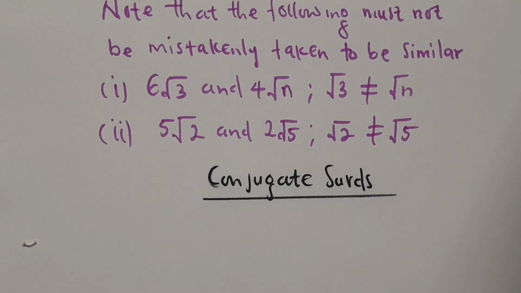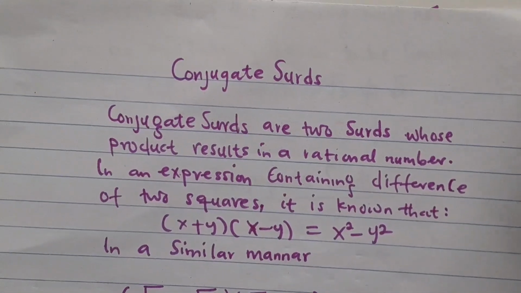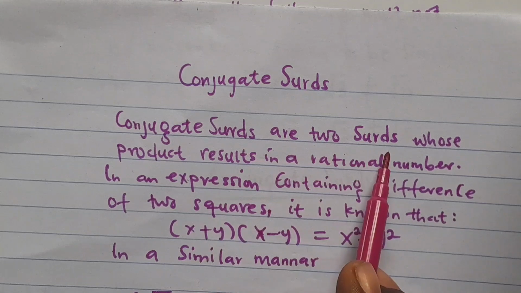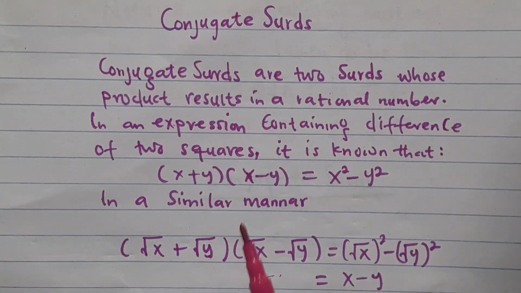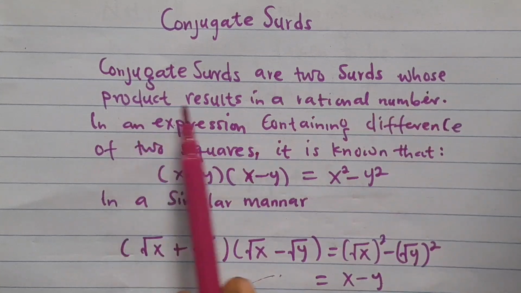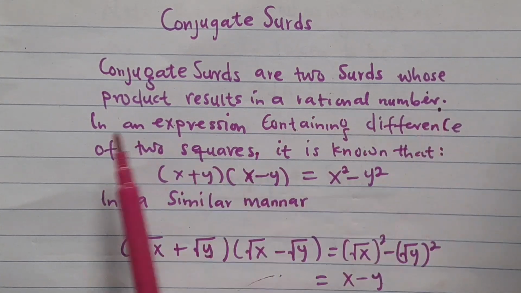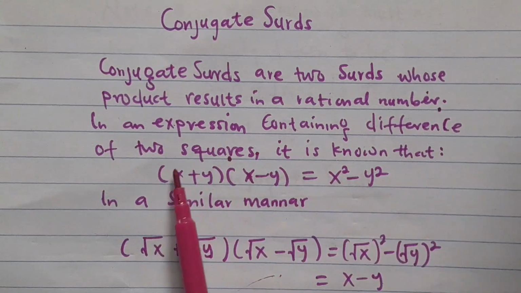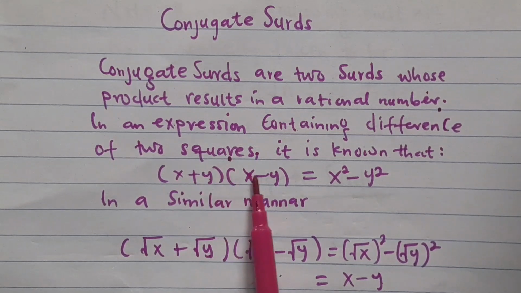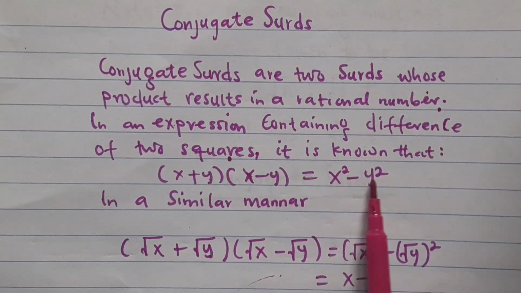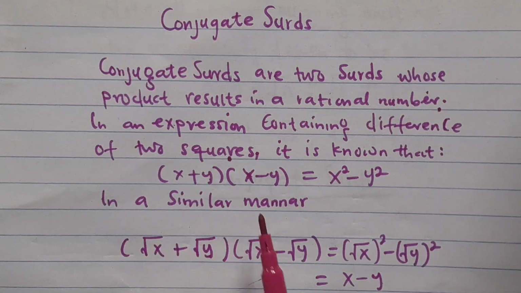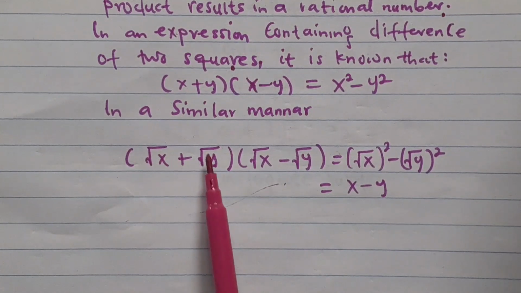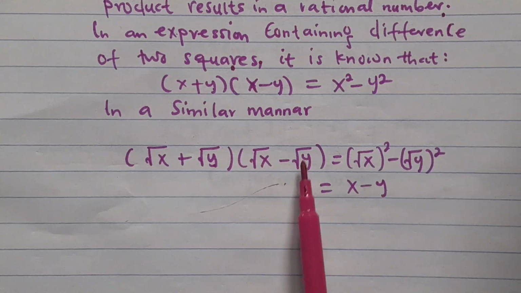Now let's take a look at conjugate surds. Before that, let's take a look at some definitions under this. Conjugate surds are two surds whose product results in a rational number. In an expression containing the difference of two squares, it is known that when we have (x plus y) multiplied by (x minus y), we have x squared minus y squared.